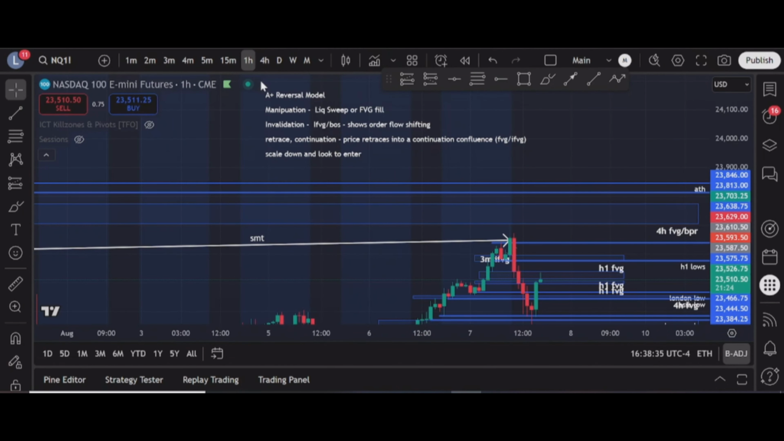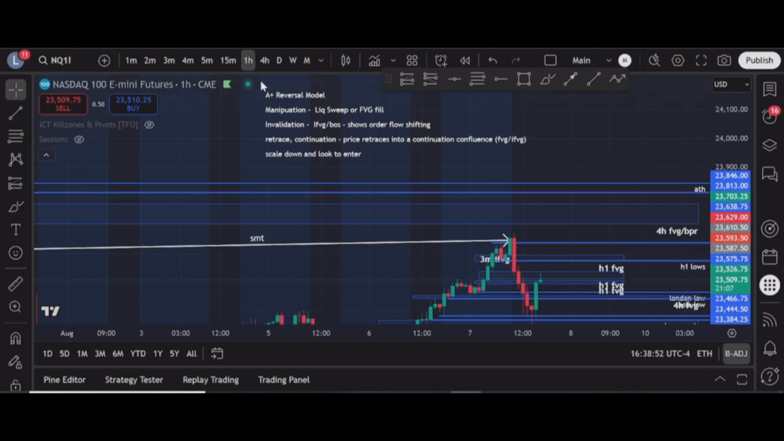Today I wanted to make a quick video going over the A plus reverse model. This is what I use all the time when I'm looking at reversal type trades, and this is a trade that I took today. Unfortunately, I didn't catch the whole move, but I'm going to go over that exactly and in depth and talk about how you can catch moves like this.